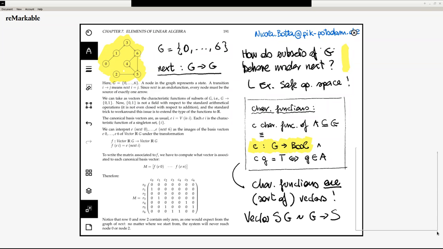So the idea here is to see how such a transformation next acts on so-called characteristic functions. And characteristic functions are just descriptions of subsets. So the characteristic function of a subset A of a set G is just a function from G to bool, which is defined in such a way that C_A(g) is true if and only if g is an element of A. So characteristic functions are, in a certain sense, functions from an index set to bool. Bool perhaps is not a field, but still, this is a little bit similar to what we have done so far. So the question is, can we represent this characteristic function in terms of vectors? So this is the idea which is followed here.